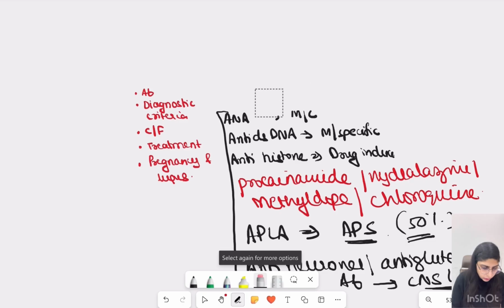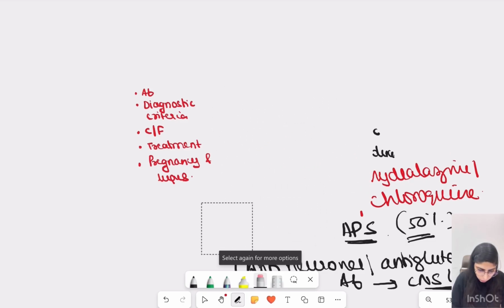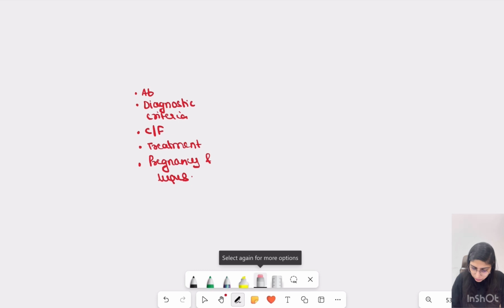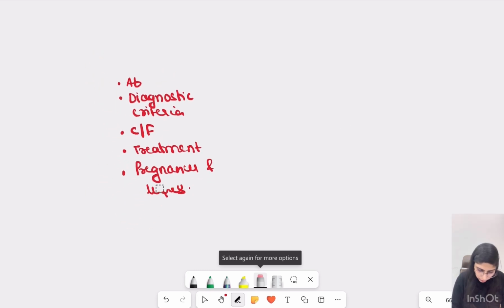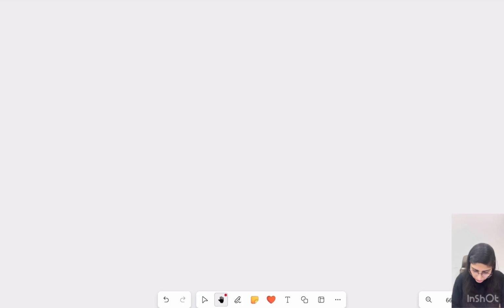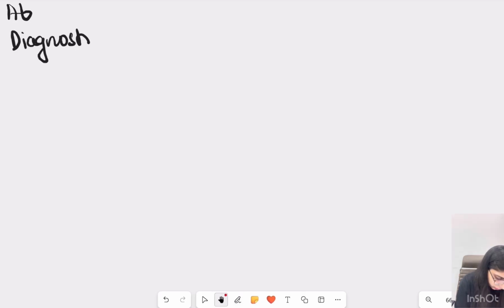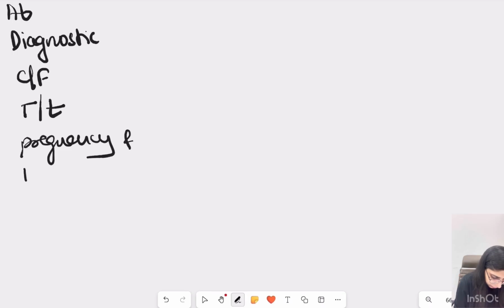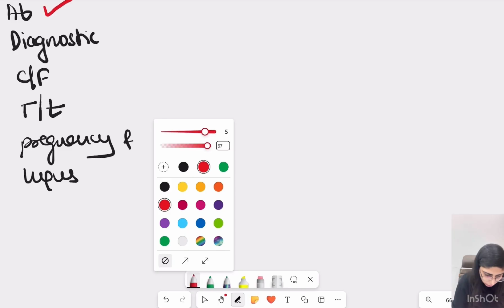Now let's talk about what the diagnostic criteria of SLE are. Let me write down all of these here. We talked about antibodies, then we talk about the diagnostic criteria, then clinical features, treatment, pregnancy, and lupus. So we have completed this. We know about the antibodies. There are multiple other antibodies, but these are the ones that we usually talk about.